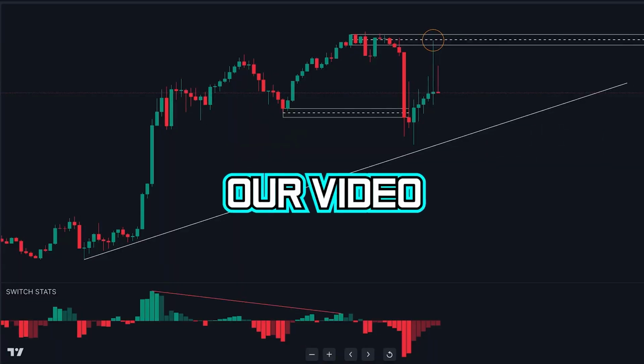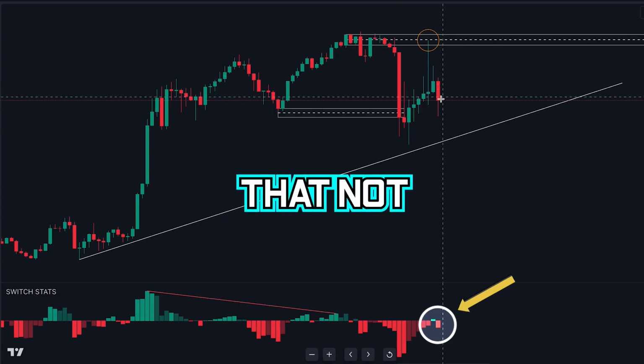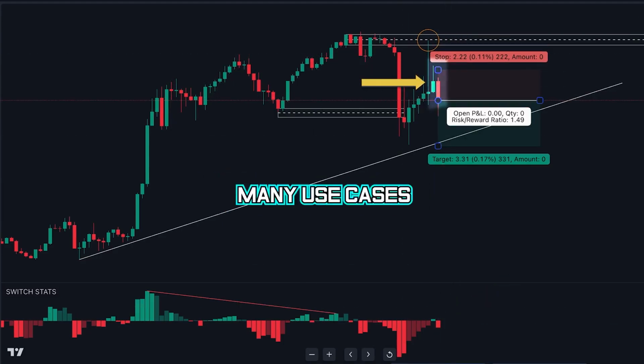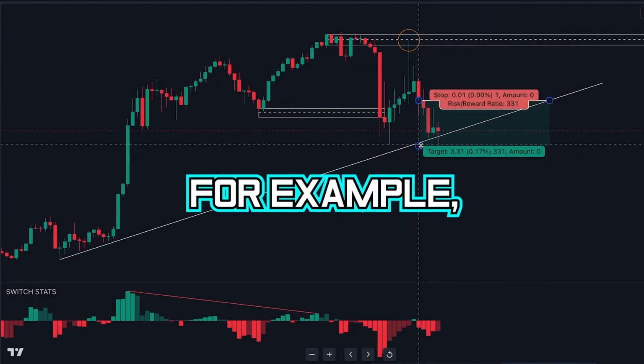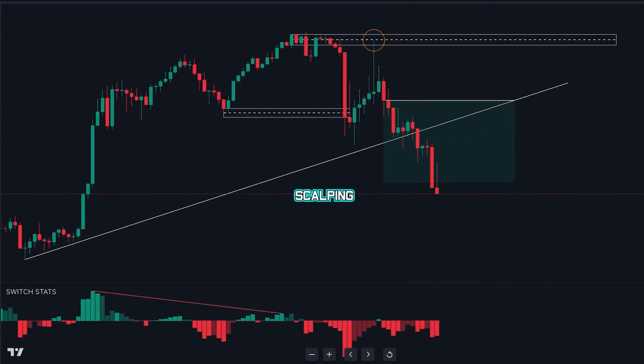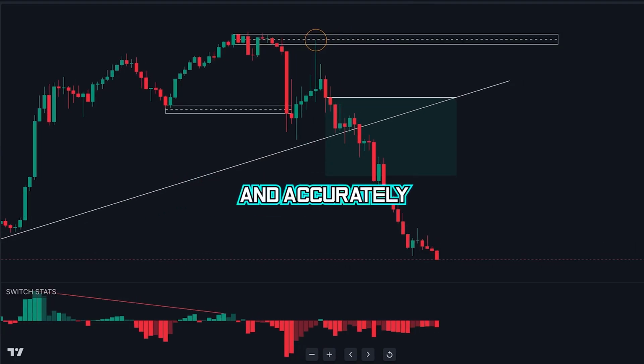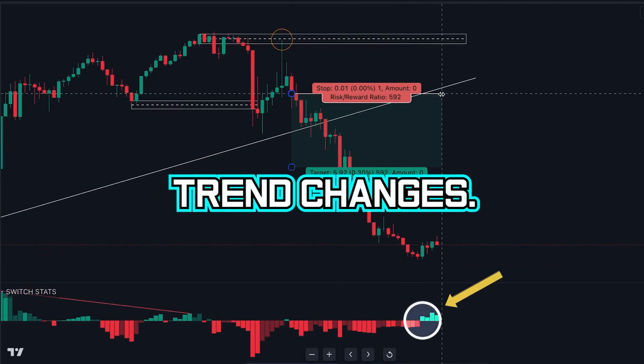I hope you enjoyed our video today on this hidden indicator that not many know about. There are many use cases for this indicator, and this is just one. For example, this indicator can be a great scalping indicator given how quickly and accurately it detects trend changes.